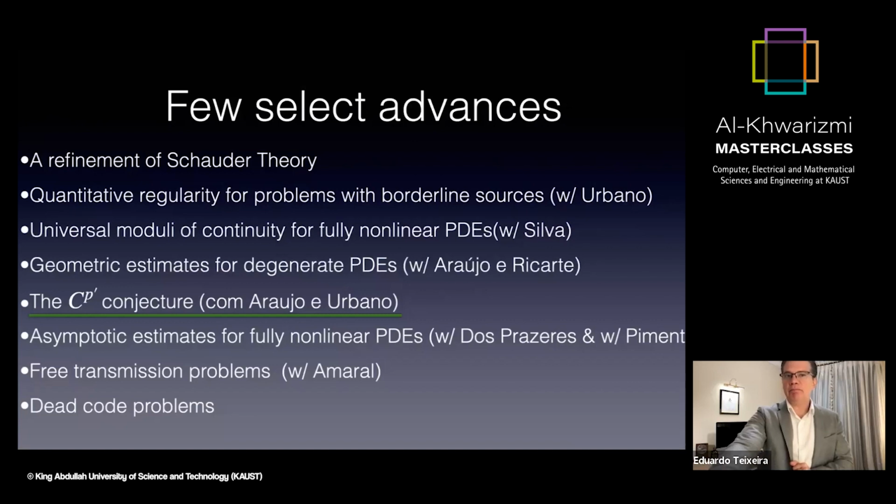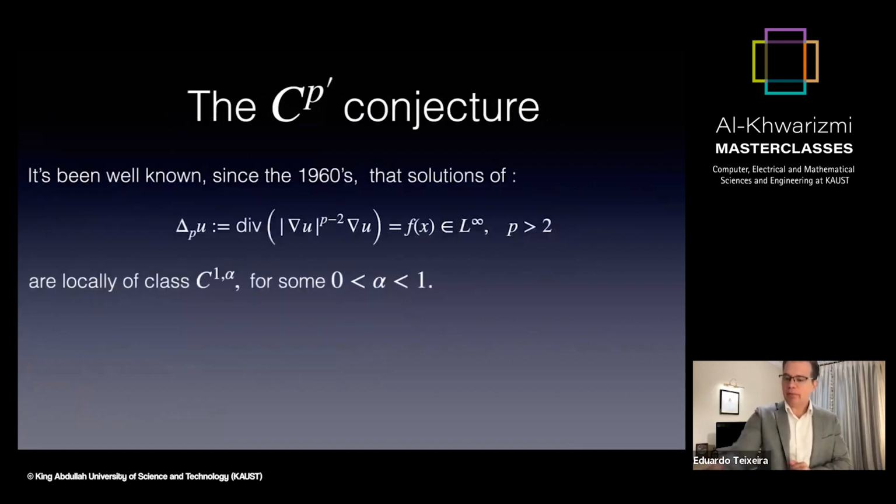And let me very briefly comment on the C^{p'} regularity conjecture, which is a problem that we are particularly proud of. So let me explain what the C^{p'} regularity conjecture is and what can be done using these kinds of techniques to study the problem. It's been known, as I said before, since the 60s, that solutions to the P-Laplace equation, even with a source, are locally C^{1,α}. Okay, so solutions are C^{1,α}. They cannot be better than C^{1,α}.